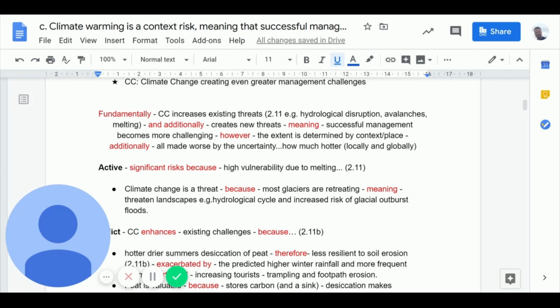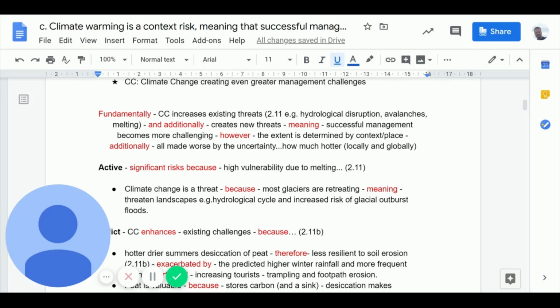However, it does depend, if you like, that's an evaluation style way of doing this. It's going to depend on the context and the place, because each one has a different level of resilience and vulnerability. But it can't all be made worse because it's uncertain. We don't know how hot climate is going to get.